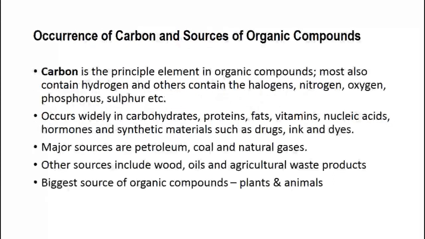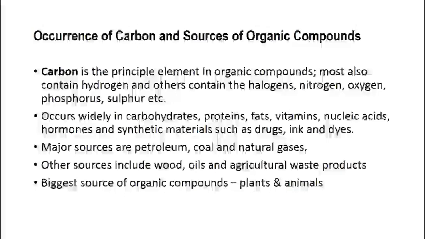So we have occurrence of carbon and source of organic compound. Kwamba carbon ina occurrence yake ikoje? Tunasema the carbon is the principal element in organic compounds. Most also contain hydrogens and the other contain halogens. Kwa hizi maana kwamba carbon ina contain hydrogens and the others contain halogens, ambao tunajua halogens are all elements that formed in group 7 that are called halogens because they are called salt makers. So they have nitrogens, we have oxygens, we have phosphorus, and they also have sulfur.